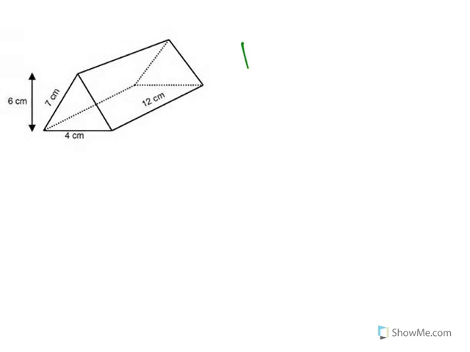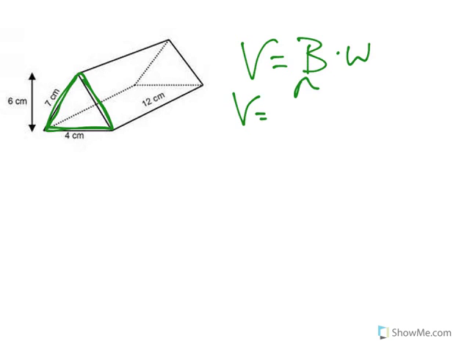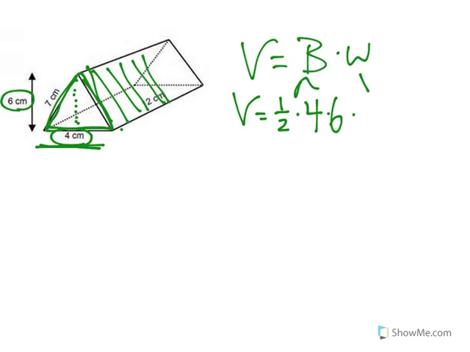Let's look at a triangular prism. Volume is area of the base, which is the special shape, times the width. So I'm going to take a look at my triangle. Area of a triangle is 1/2 times base times height. What's the base of my triangle? 4. What's the height? The height is 6. What's the width, or the depth of my prism? So how many layers do I have? I have 12.